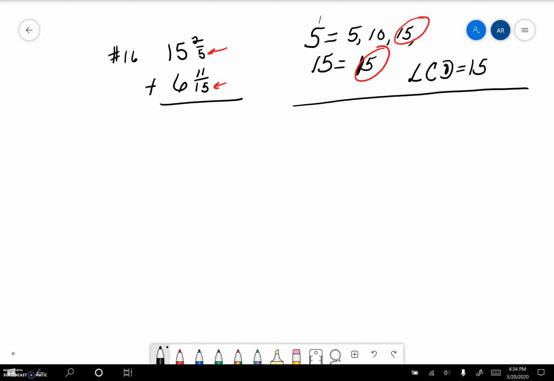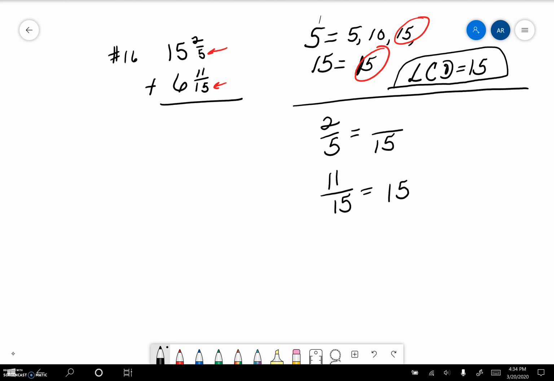Now the second part is coming up with equivalent fractions that both have the same denominator, and the denominator will be this 15. So let's start writing those out. If we have 2/5, we know our common denominator must be 15, and we have 11/15. So we ask ourselves, 5 times 3 is 15. What you do at the bottom, you do at the top. And over here, 1 times 15 is 15, so what you do at the bottom, you must do at the top. So here are our equivalent fractions.